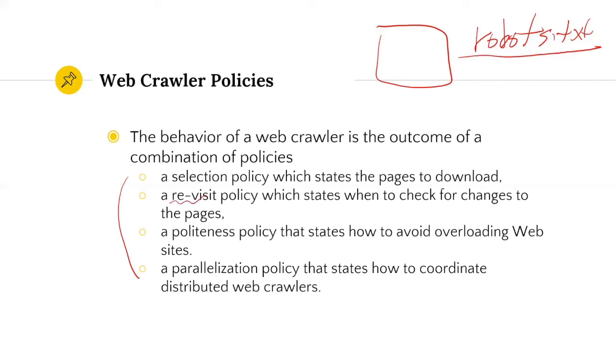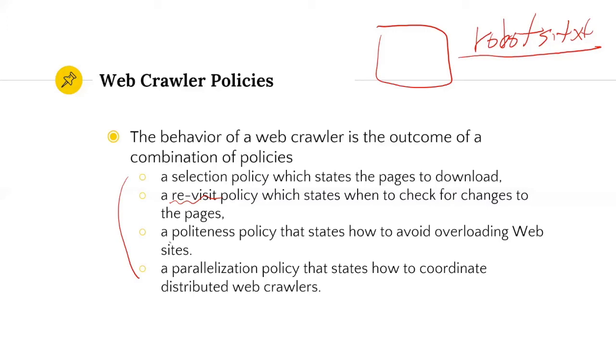Then there's a revisit policy. In order to prevent a robot from repeatedly visiting the same page and posing a burden to the server, the revisit policy says you can revisit a web page only under certain conditions. And if you revisit the same page against that policy, then you're going to be blacklisted.